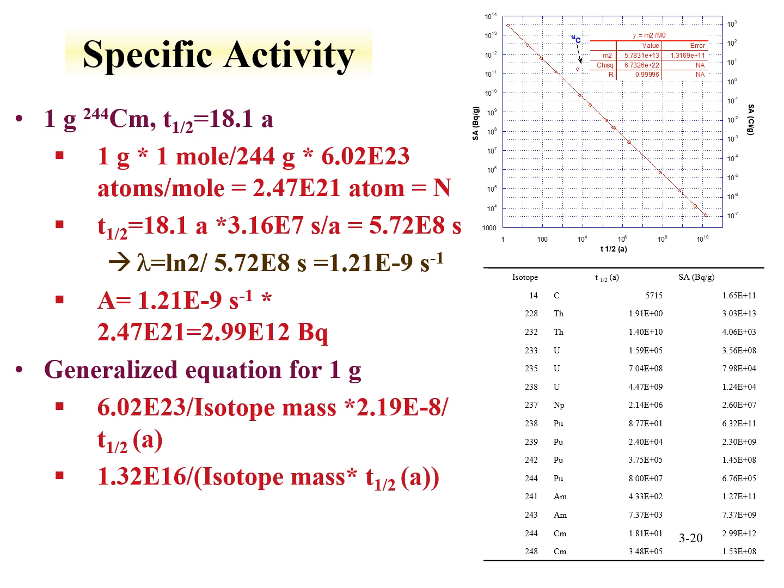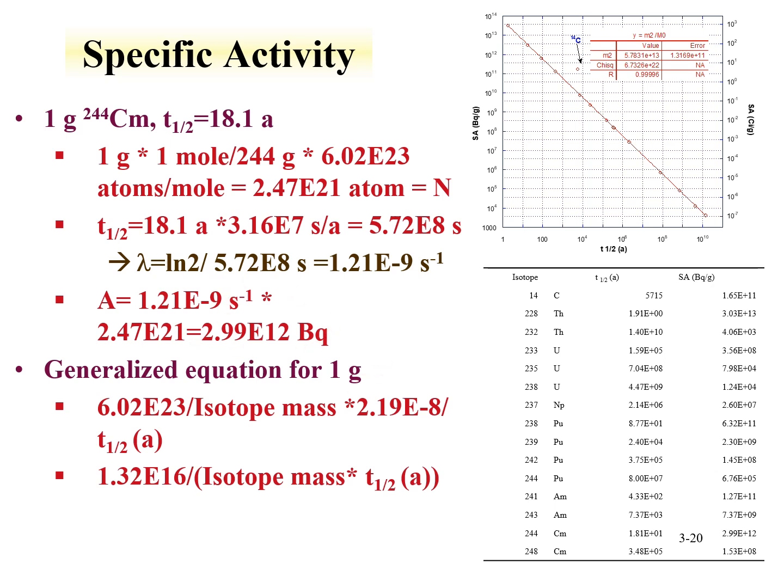So if we look at some other isotopes, specific activity, a gram of curium-244, the half-life is 18.1 years. For 1 gram, we get the number of atoms from the atomic mass of 244 grams per mole times Avogadro's number. We convert the half-life from years into seconds, so we get a decay constant listed here. Activity equals lambda n. 1 gram of curium-244 is 2.99 times 10 to the 12th becquerel.